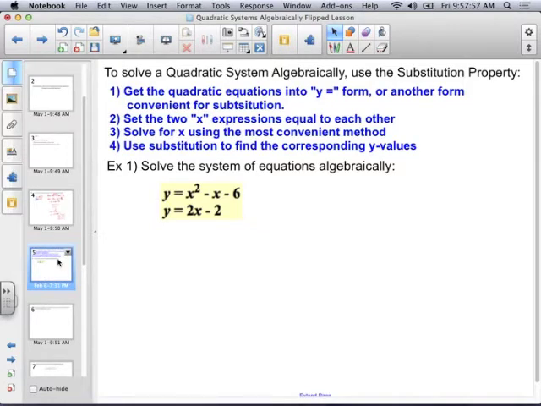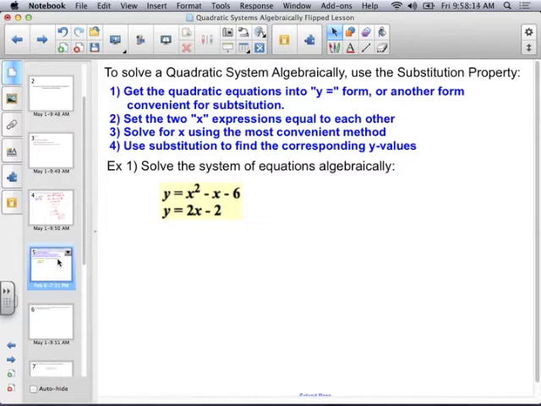Right? Step 1, so if I'm looking at this system here, where I have to solve y equals x squared minus x minus 6 and y equals 2x minus 2, I'm first going to make sure that the quadratic equations are in y equals form or another form convenient for substitution.